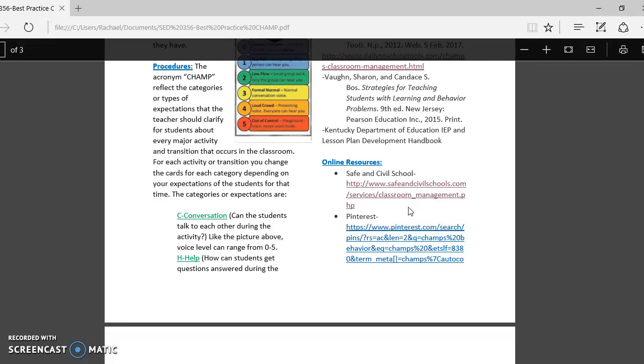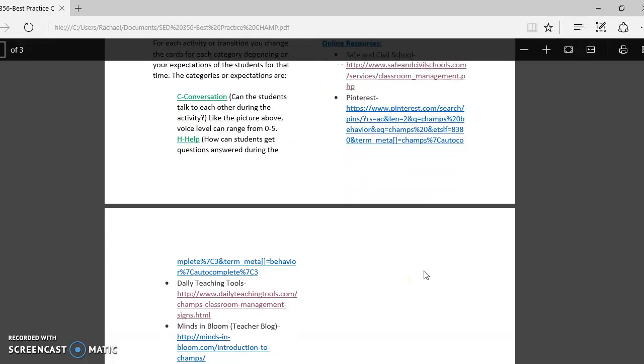The Safe and Civil Schools website, I think we went through that one in class just a little bit, and it's really the main CHAMPS website, so it has different ideas. Also, Pinterest is going to have a wide variety of different ideas for your chart, how you want it set up, things like that. So there's the printables again, and then this is a teacher's blog. She talks about how she uses CHAMPS, how it's really benefited her classroom, and just different ideas. So be sure to check that one out as well.